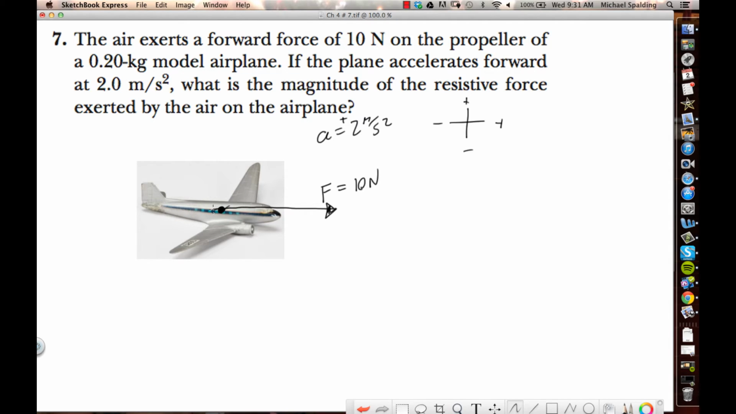All right, so the resistive force is going to be opposite the motion, so it's going to be back to the left. And let's just label that lowercase f for friction. To me, resistive force, let's just call it friction. Okay, so we have the forward force. Now, what about the vertical?